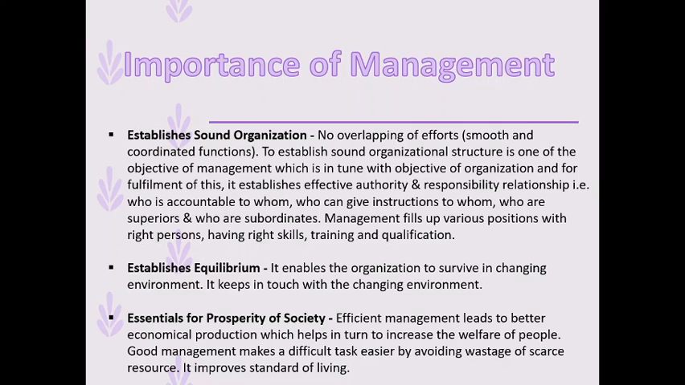Okay? So establishing a sound organization structure is one of the objectives of management, which is in tune with the objective of the organization, and for the fulfillment of this it establishes an effective authority and responsibility relationship. That is, who is accountable to whom, who can give instructions to whom, who are superiors and who are subordinates. So this very clear line of authority is established. Suppose a person is receiving instruction from two different people, then he'll get confused as to what exactly he should do, in what manner he should do that thing, right?